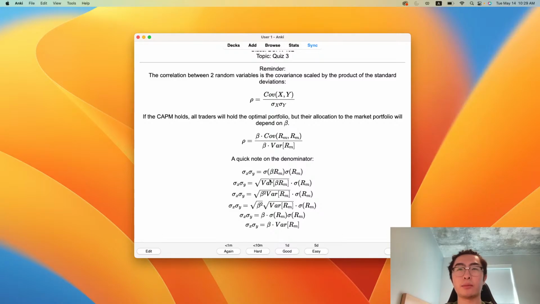So this is what I was talking about, how standard deviation is just the square root of variance, and if we bring the beta, the constant, outside of the variance, we need to square it. We can just distribute the square root, and then this leaves us with beta times the standard deviation of RM. Then we just multiply those two. So this is standard deviation squared, and that just becomes your variance.